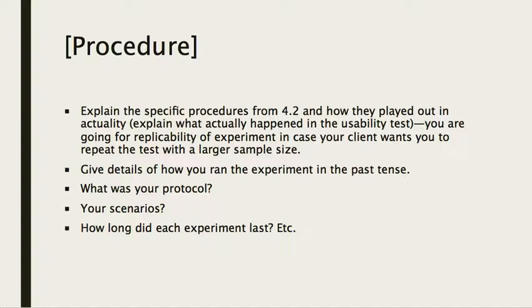Procedure. So here you're going to explain the specific procedures. So you're going to rely heavily on 4.2 and talk about how these played out in actuality. So here you're explaining what actually happened in the usability test as you work through those processes. You are going for being able to replicate the experiment in case your client wants to repeat the test with a larger sample size. You need to give details on how you ran the experiment in past tense.